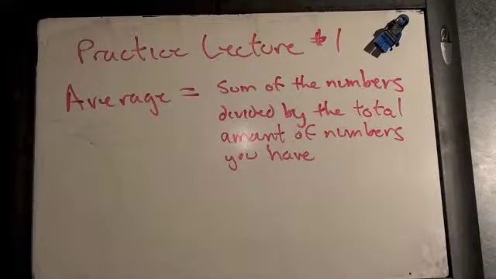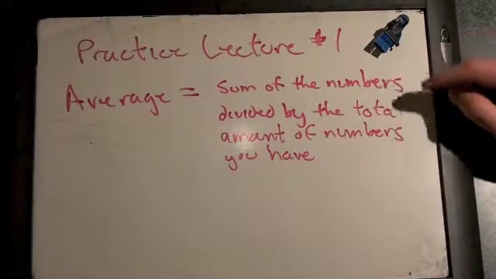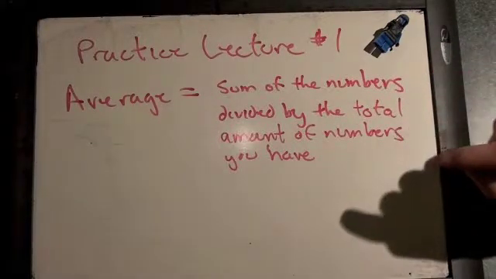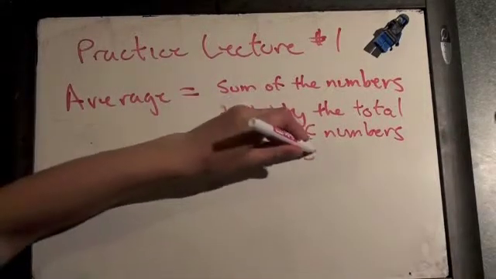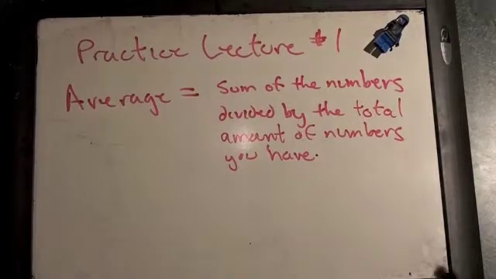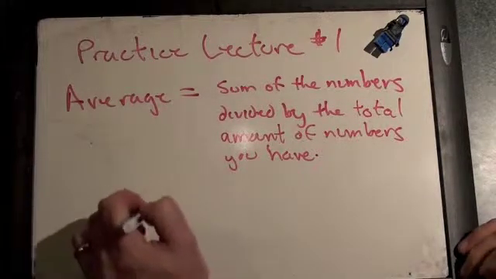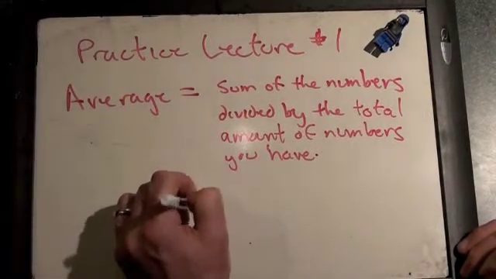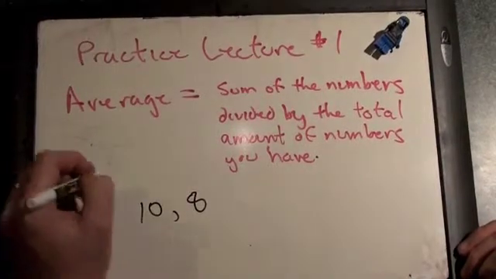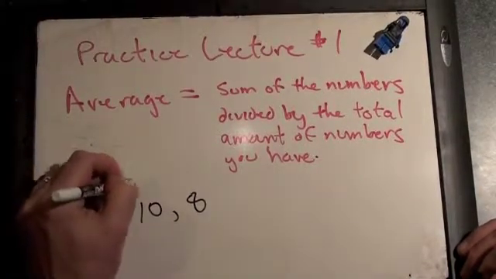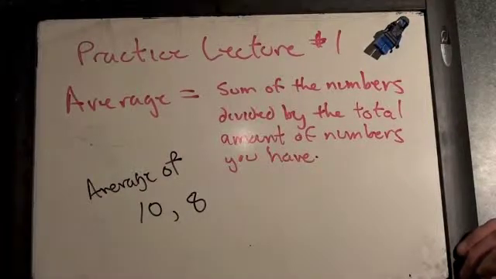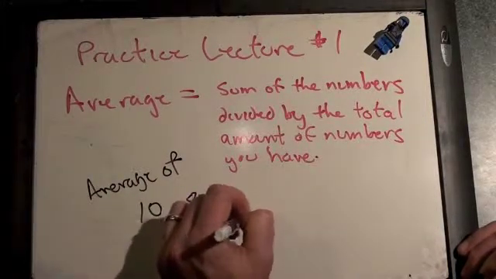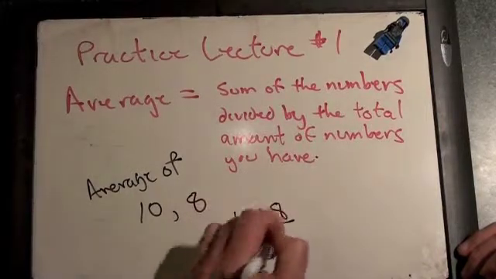But here in math, average means something very specific. Average means add up the numbers that you have and divide by the number of numbers that you have. So for example, the average of 10 and 8 is 9. You add them up, so you do 10 plus 8 divided by 2.